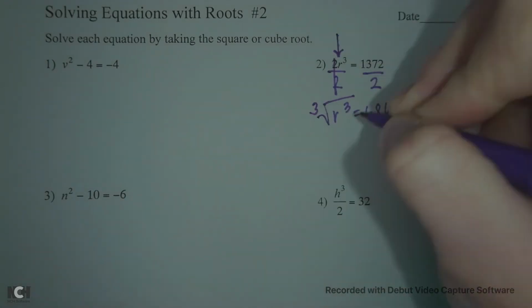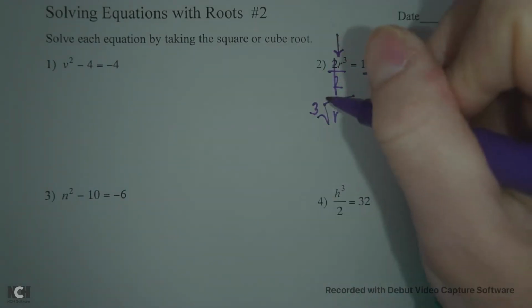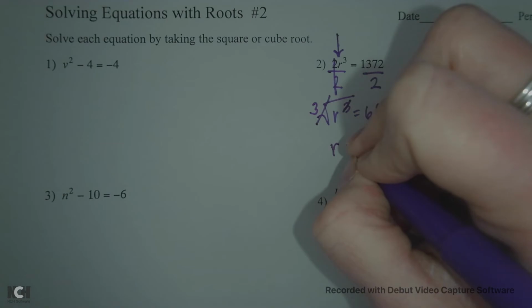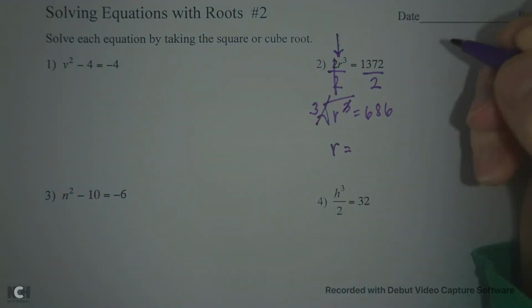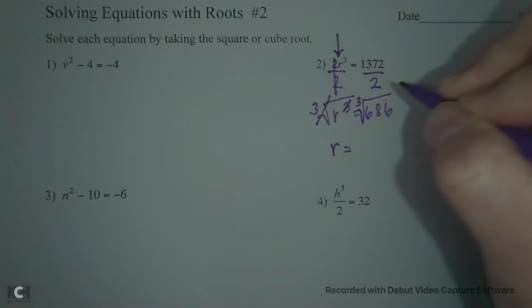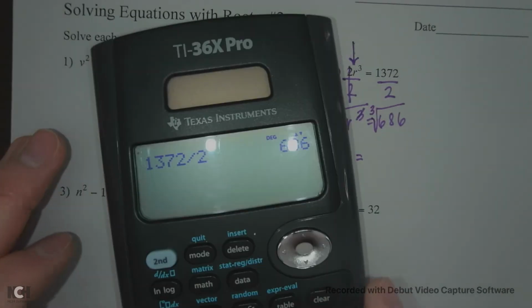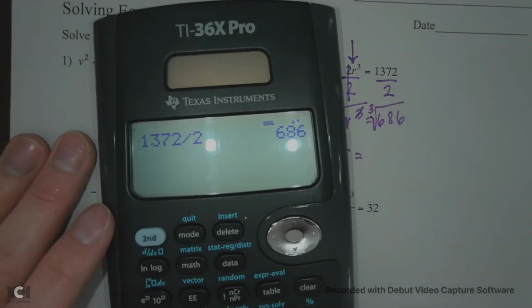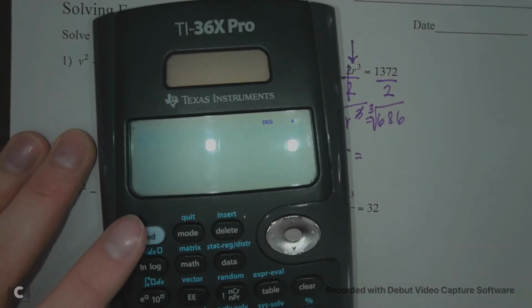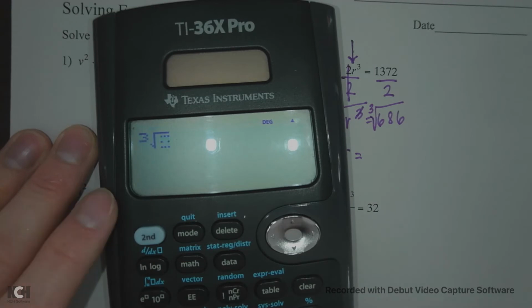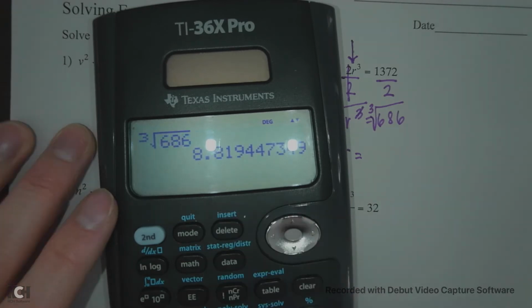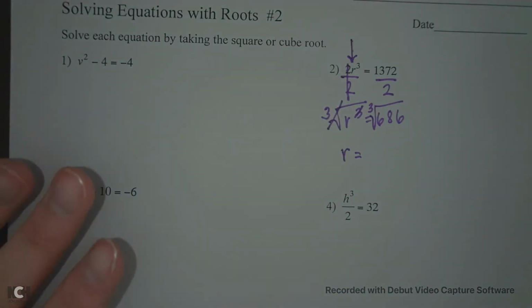So I'm going to cube root this side and put my 3 on my shelf, and these are going to cancel, leaving me just an r. Then I'm going to cube root this side, because once we do something to one side, we do it to the other. Okay, so first I'm going to check it in my calculator and see what happens. So the cube root of 686, and it's a decimal, so we're going to have to factor tree this guy.